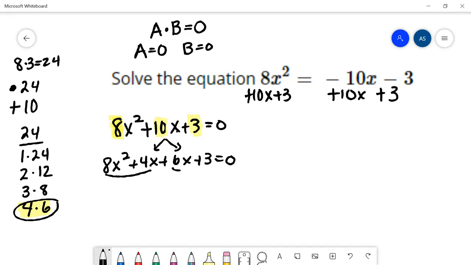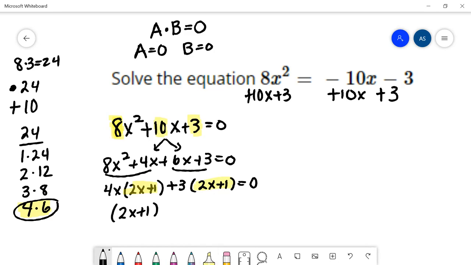Group 2 terms at a time and factor the greatest common factor out of each group. So out of the first group, let's factor out the greatest common factor of 4x. We're going to be left with 2x plus 1. Out of the second group, we have a greatest common factor of 3. We factor that out and get 2x plus 1. Still have that equals 0. Now we have a common binomial. We're going to factor out the common binomial. And in the other parentheses, we have the coefficients, 4x plus 3.